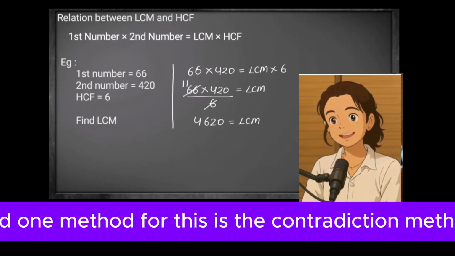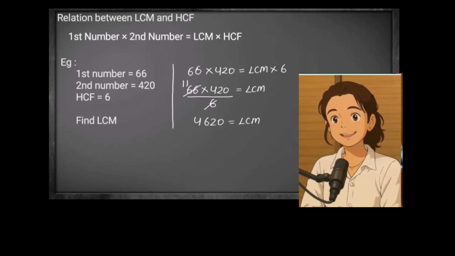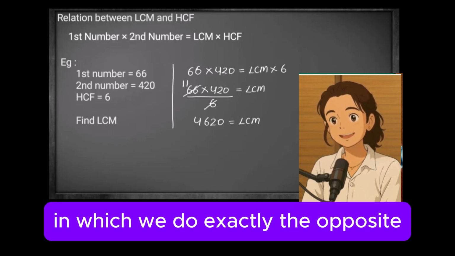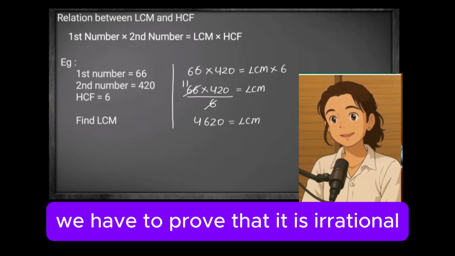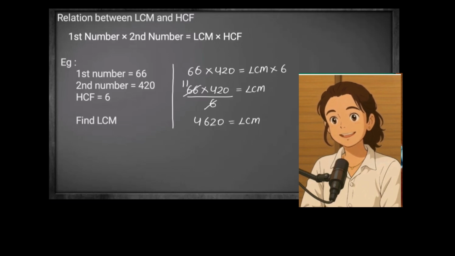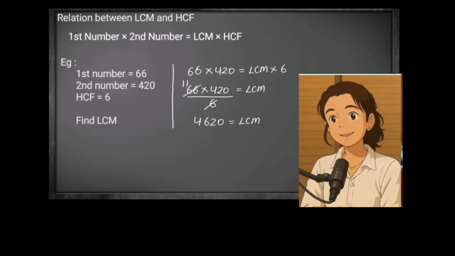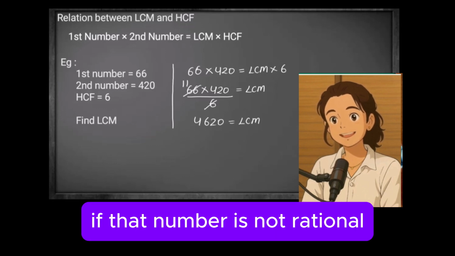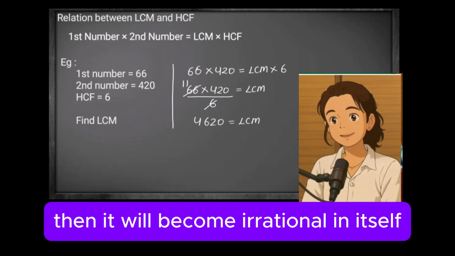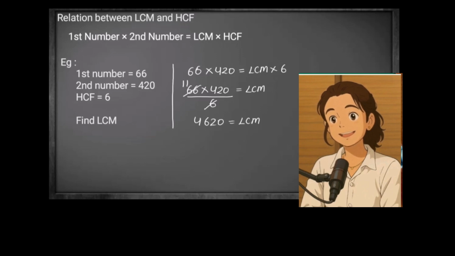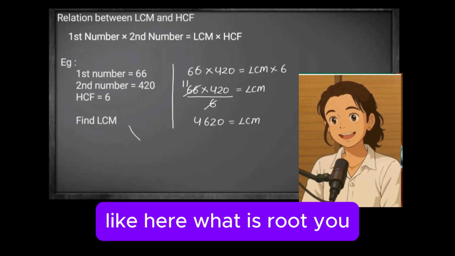And one method for this is the contradiction method, in which we do exactly the opposite. We have to prove that it is irrational, but we prove that whichever number is given is not rational. If that number is not rational, then it will become irrational in itself. Like here, what is root 2?